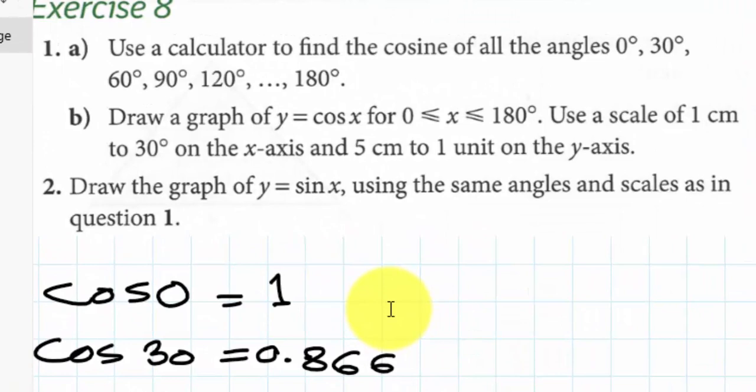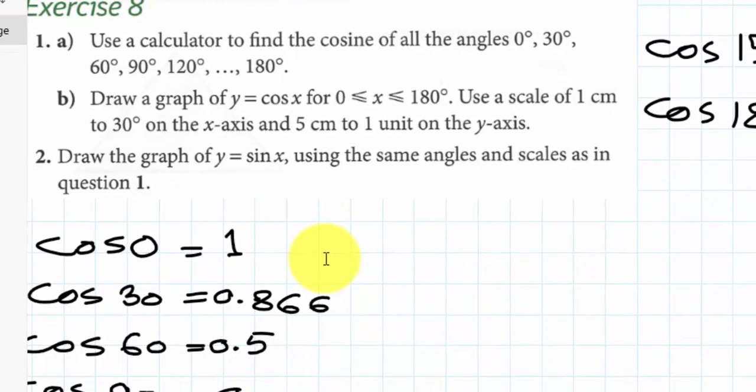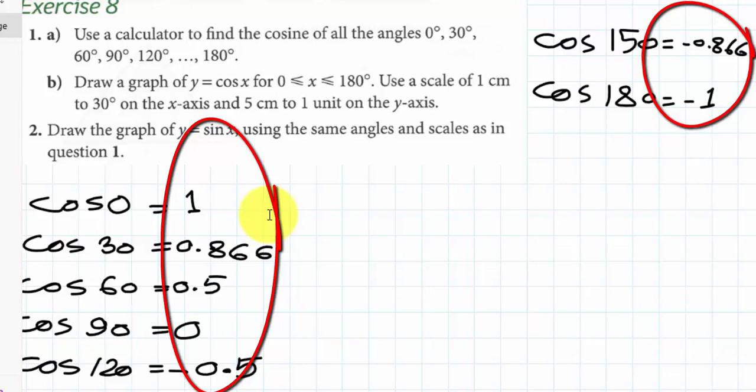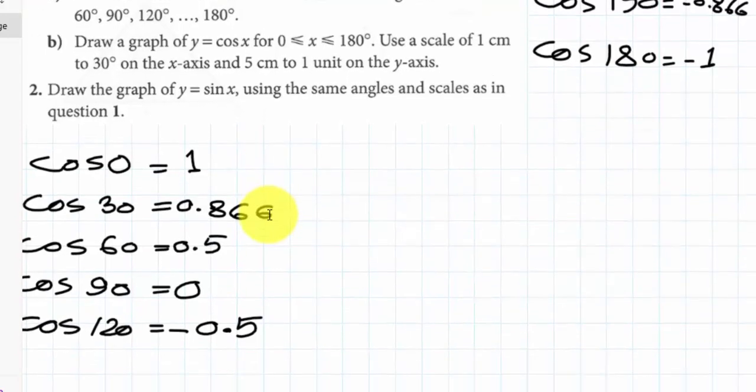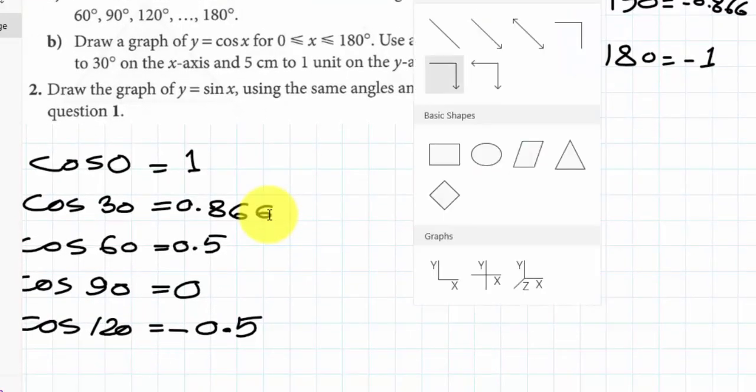Now part B says draw a graph of y using cosine of x from 0 to 180. From 0 to 180, we have all the cosines. Use a scale of 1 centimeter to 30 degrees on the x-axis and 5 centimeters to 1 unit on the y-axis. Look, the largest number we have for y, these results, they represent y. The largest number is 1 and negative 1. So the y-axis should be 10 centimeters according to the scale the question wants, and 1 centimeter to each 30-degree angle. Then to do this, we need an xy axis.